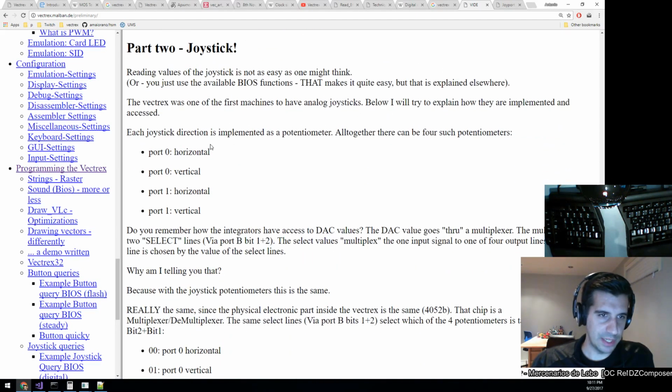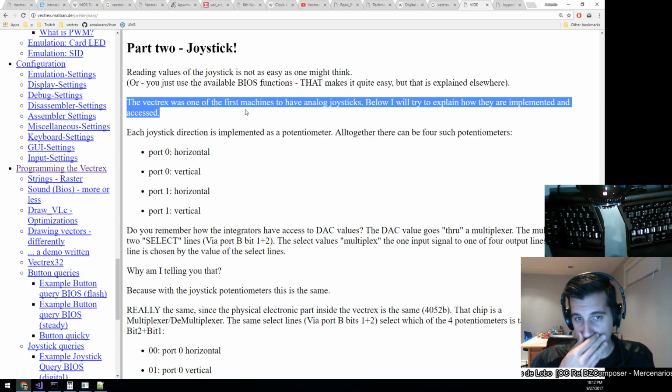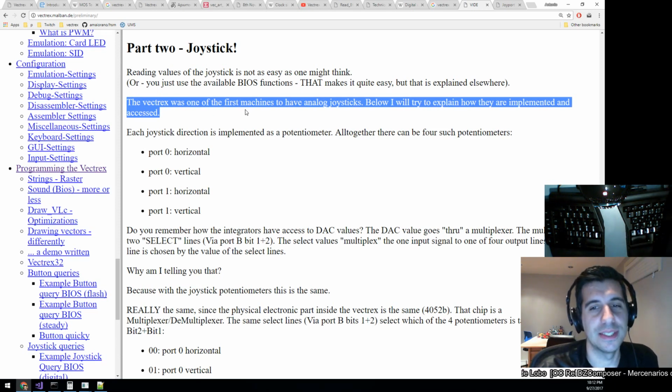Part 2, joystick. So let's just read this. Reading value of the joysticks is not as easy as one might think. I agree. Or you just use the available BIOS functions. That makes it quite easy, but that is explained elsewhere. The Vectrex was one of the first machines to have analog joysticks. Below I will try to explain how they are implemented and accessed.